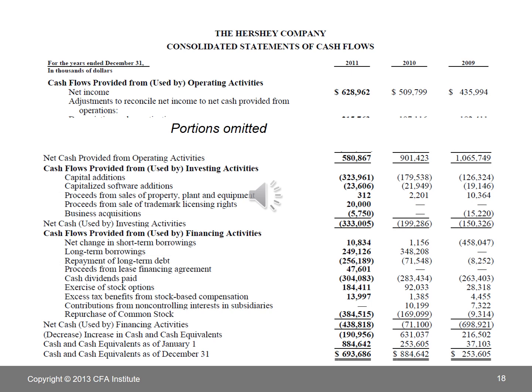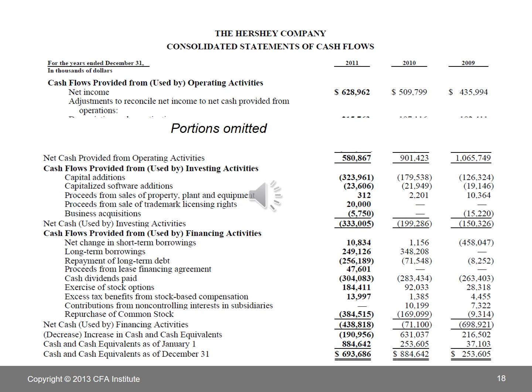You will notice that the overall change in Hershey's cash was a decrease of $190,956,000. This is the third line from the bottom. You notice it says decrease in cash and cash equivalents. Notice also, a quick note, the decrease is always represented in brackets. So when you see any figure in financial statements that is in brackets, you need to understand directly that this is a cash outflow or a decrease, a reduction in the amount.